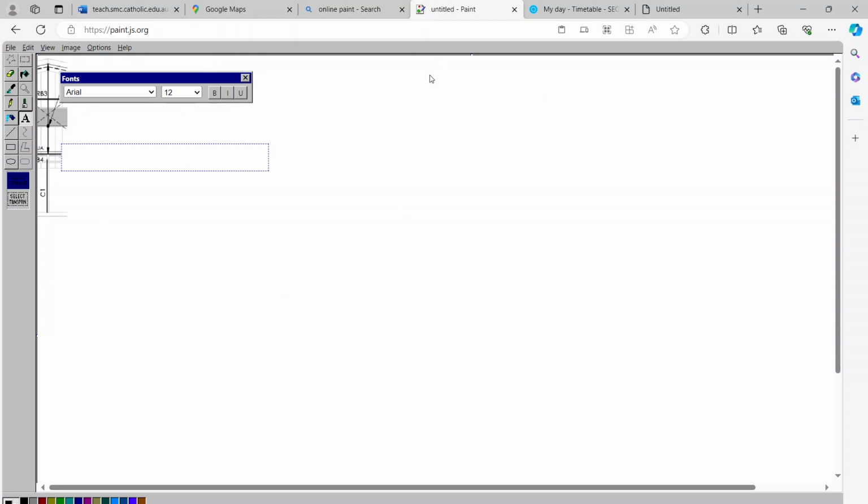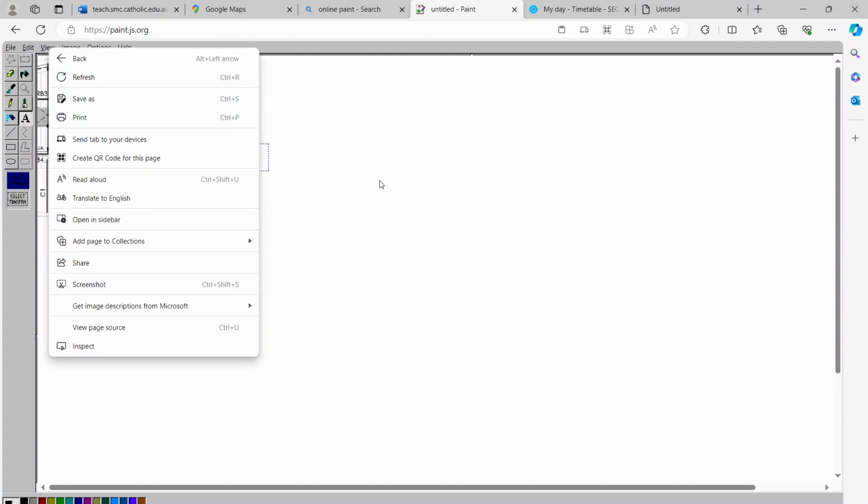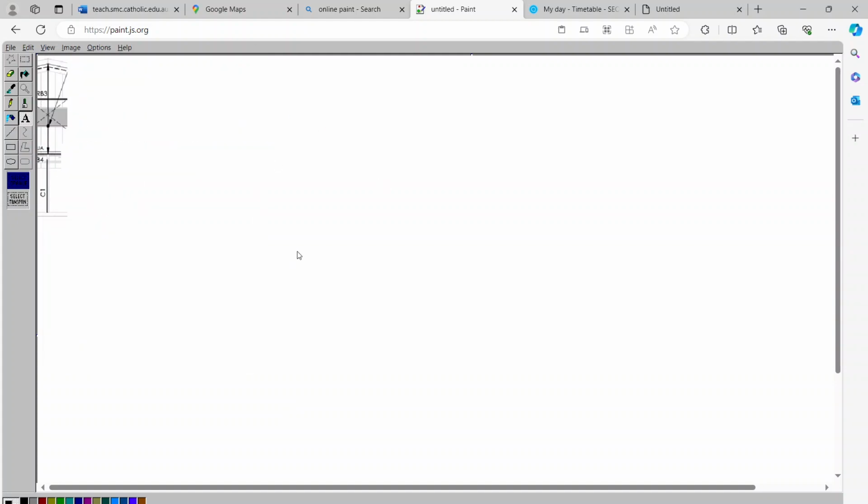You could do it over here on paint.js.org, and this should work. So I think you've got everything we need. I want to paste that again. The main thing is you need to be able to rotate images. Okay, so if I highlight that, what I just did there, come on, it doesn't like that.